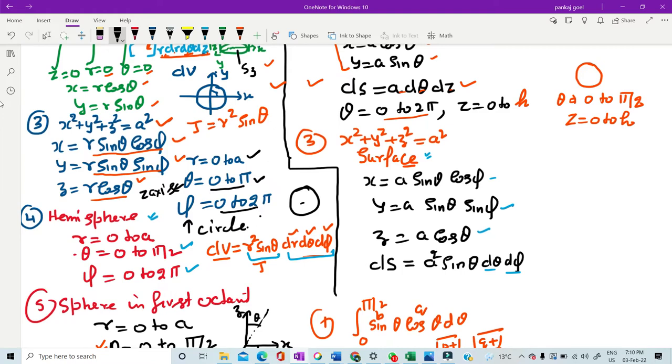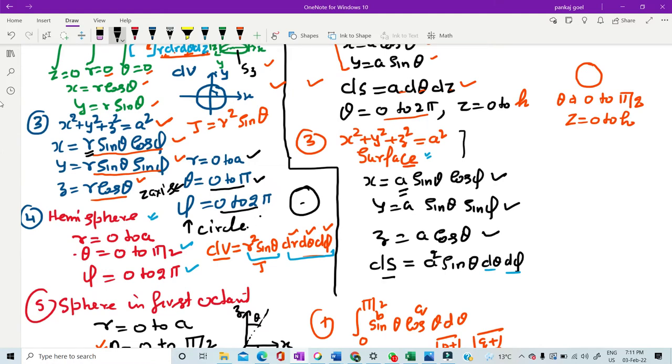Now we come to the surface integration. In case of surface integration, because the surface will form from the ring, in place of r, you take a. We suppose x equal to a sin theta cos phi, this is x, y equal to a sin theta sin phi, and z equal to a cos theta.